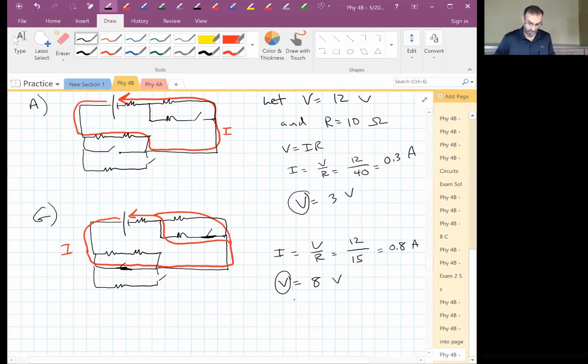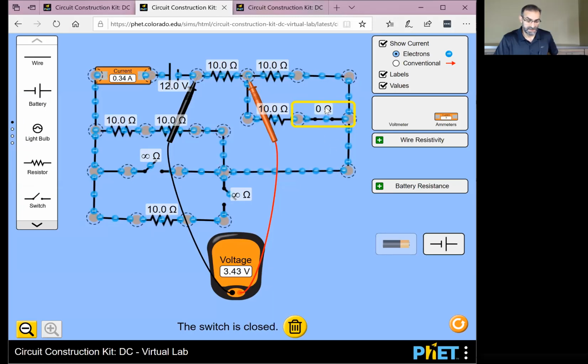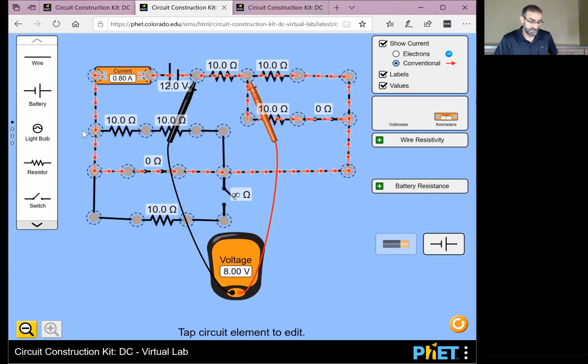Is that right? Well, we'll find out, won't we? All I have to do is click on the switch, close it. Now there's a 0 resistance path there, and I can click on this switch. I have 0.8 amps and 8 volts. The current path, let's just go conventional current here. Current path through the short, it splits, part goes through this resistor, part goes through this resistor, comes back together, and back to the battery.